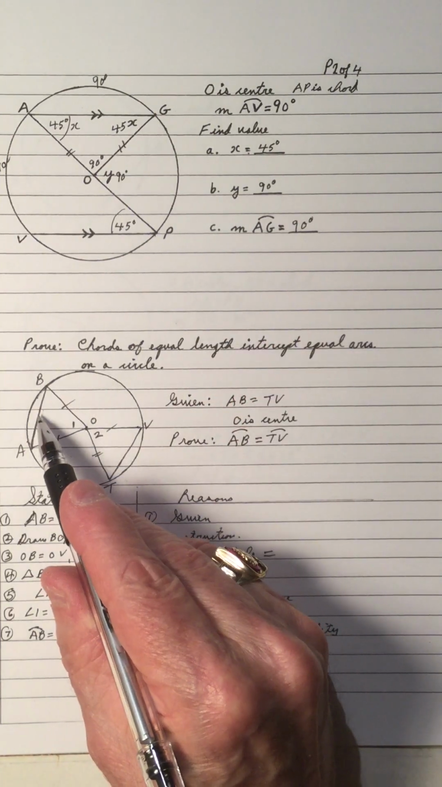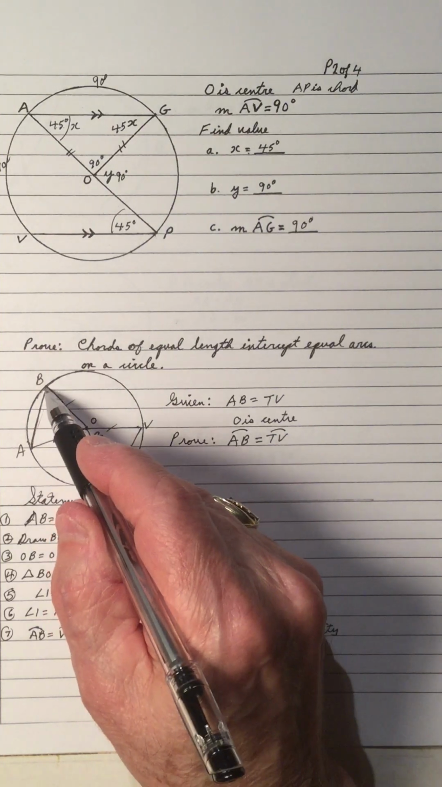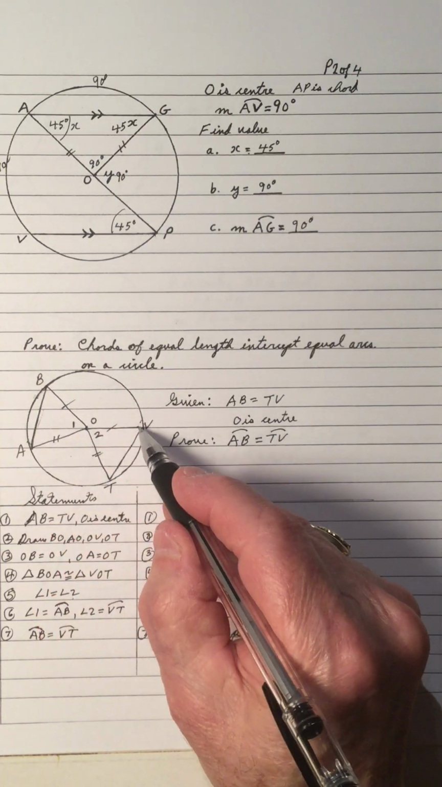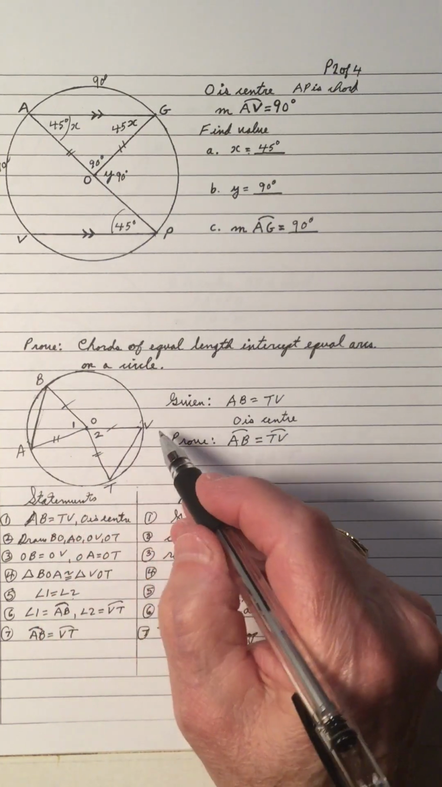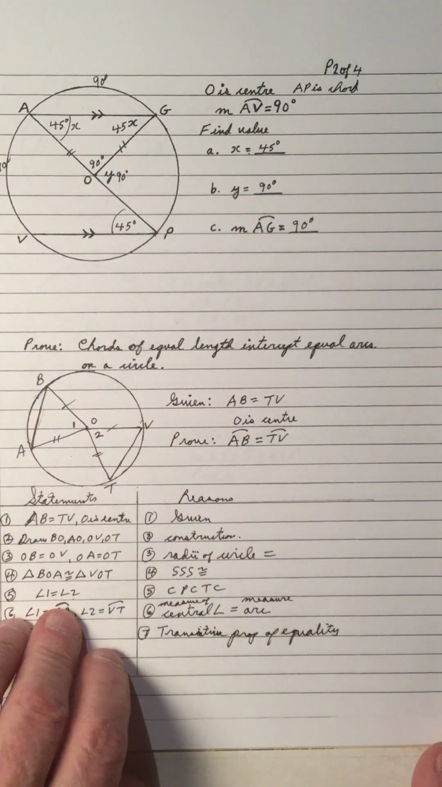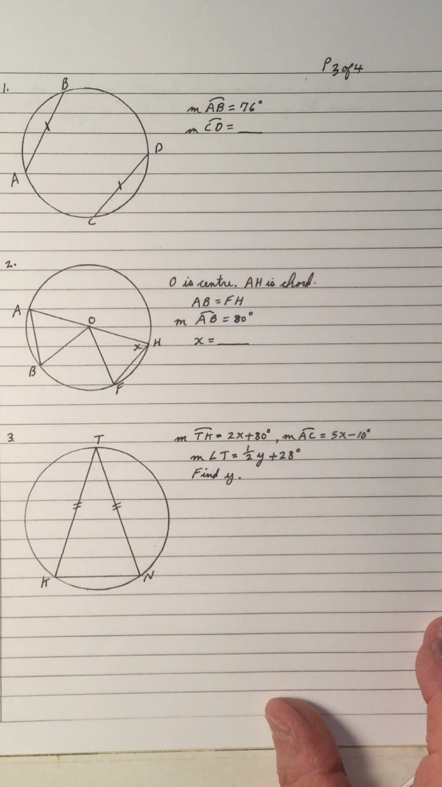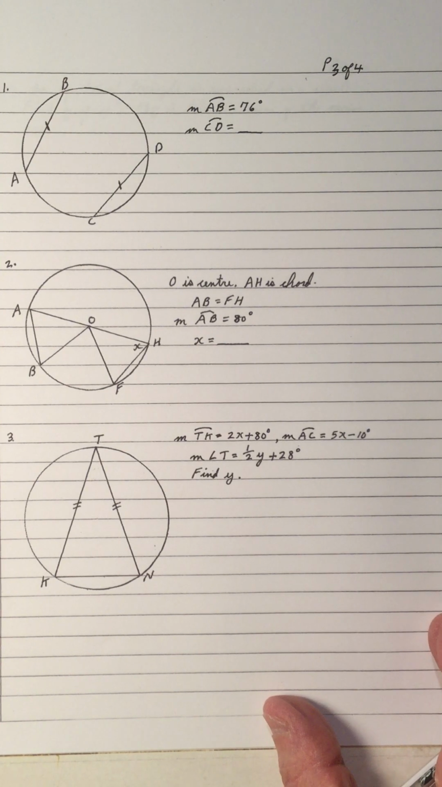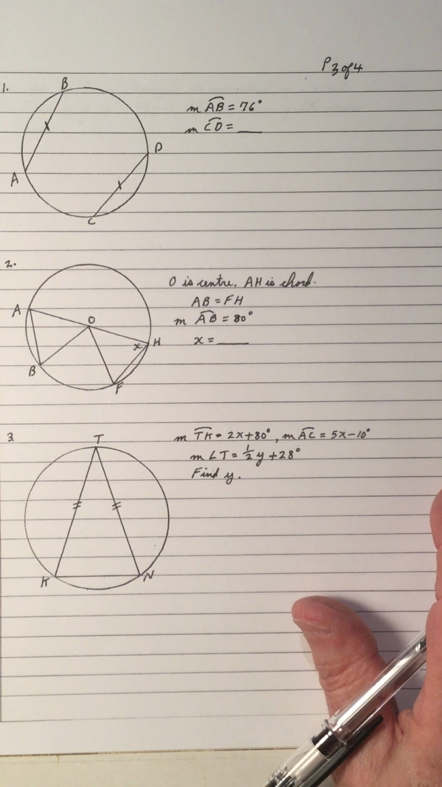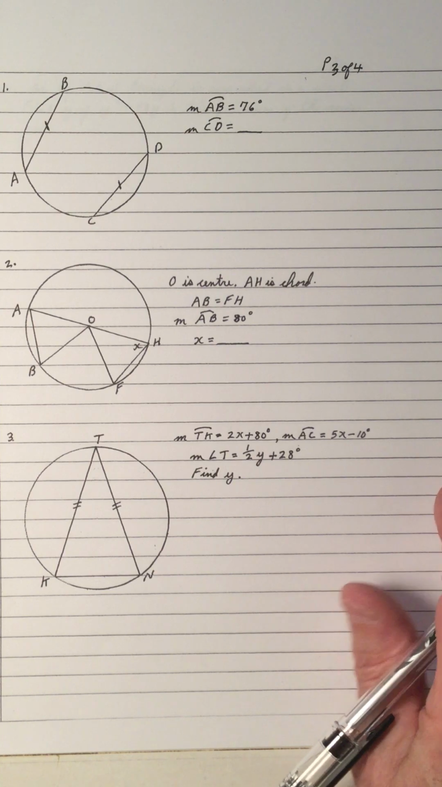So if two chords are equal, then the arcs that they cut off or intersect are equal. We'll use that in further proofs. Okay, let's do some exercises on that property. Again, with each video I try to do one property at a time to explain them, because it gets very confusing when you put them all together.